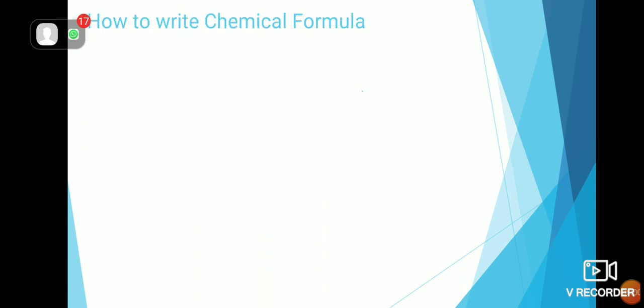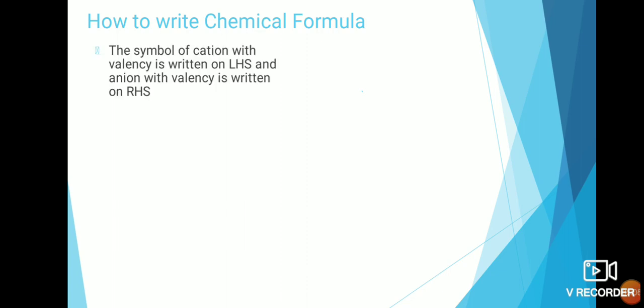Now, how to write a chemical formula? One point I've given you earlier in the introduction itself: the symbol of the cation with valency is written on the left hand side and the anion with valency is written on the right hand side.